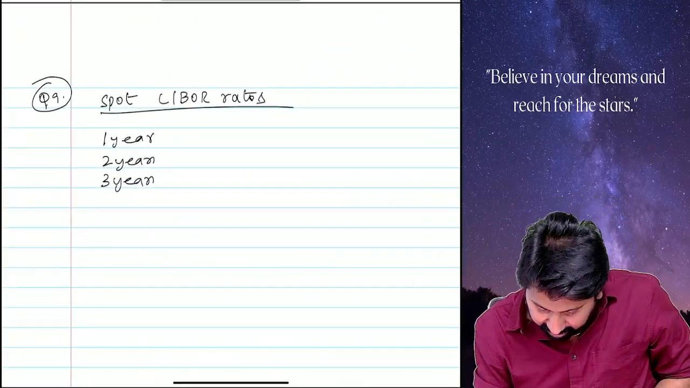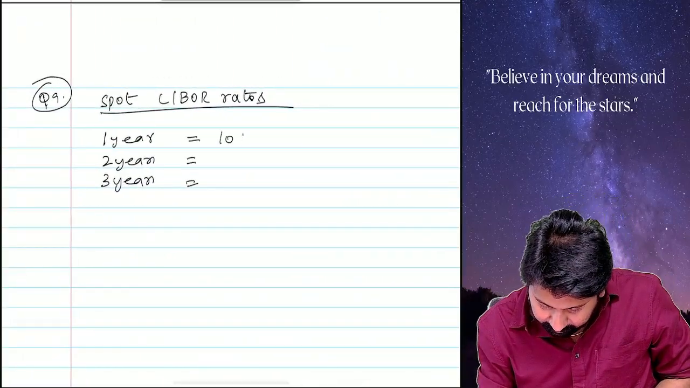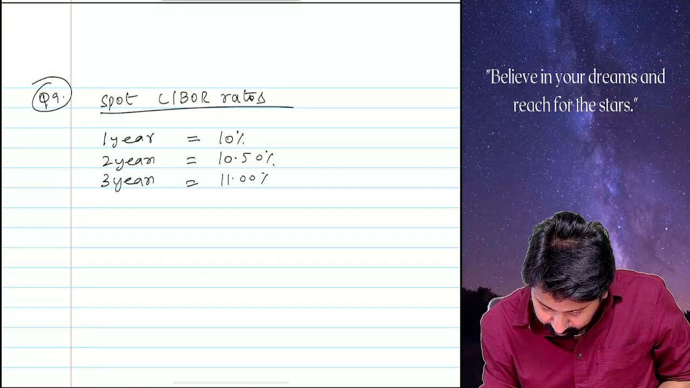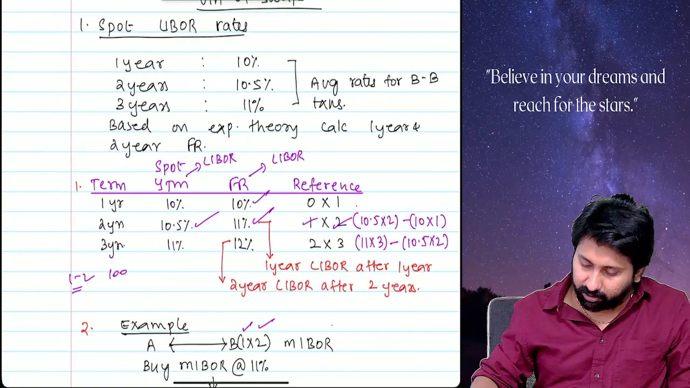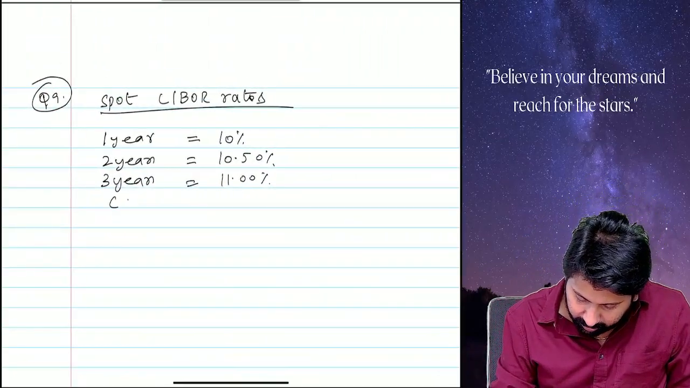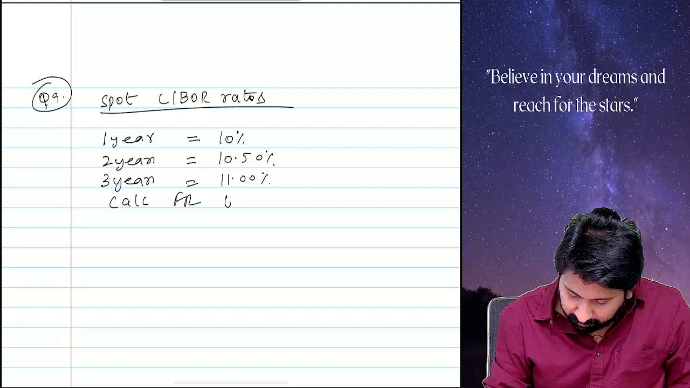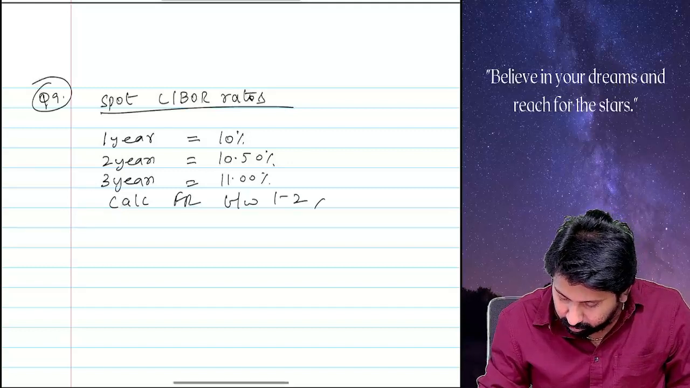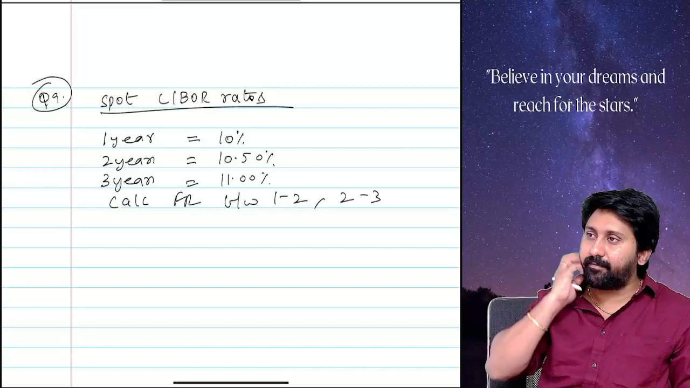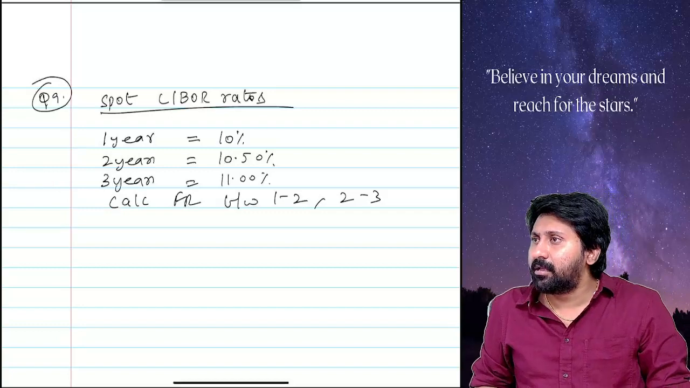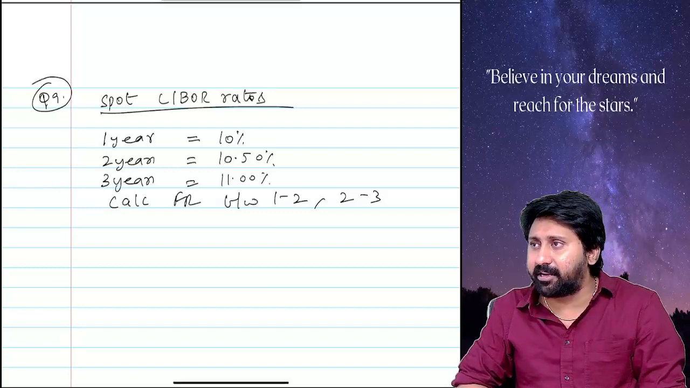Ten, 10.5, 11. Okay? First, calculate forward rates between 1 to 2 and 2 to 3. Why not 0 to 1? Because for 0 to 1, the 10% anyway will apply. There is no forward rate for that.